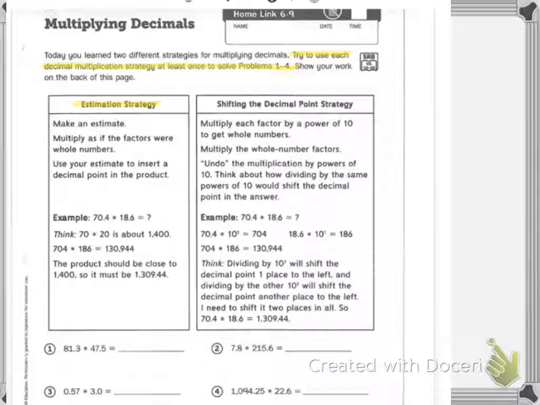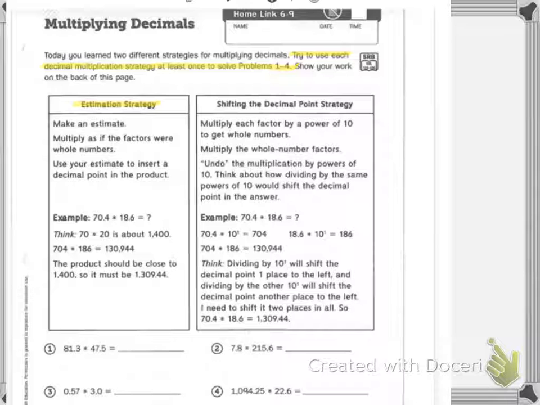Shifting the decimal point strategy. Multiply each factor by a power of 10 to get a whole number. Multiply the whole number factors. Undo the multiplication by the powers of 10. Think about how dividing by the same powers of 10 would shift the decimal point in the answer.